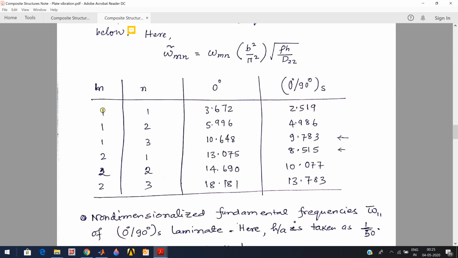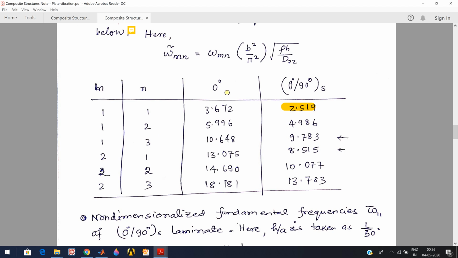And you can see in this m and n are written. So first is m and n 1 1, it is the fundamental frequency. The fundamental frequency means this is the lowest frequency, so you can see this frequency is the lowest. So for this symmetric laminate 2.519, for 0 degree it is 3.6, and then the other frequencies are reported, and the corresponding m n are also shown here.